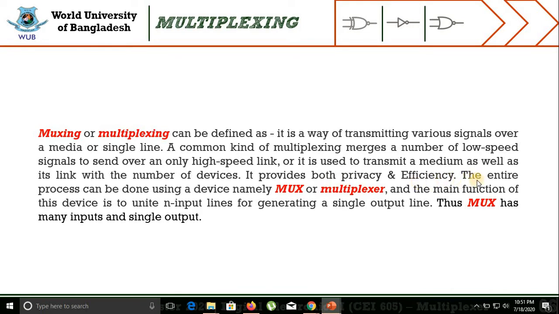The entire process can be done using a device called a multiplexer, or in short, MUX. The main function of this device is to unite n number of input lines to generate a single output line. Thus, MUX has many inputs and a single output.